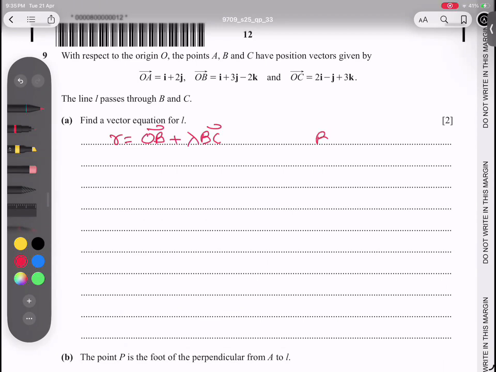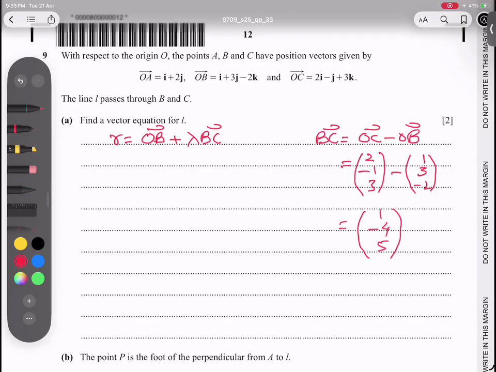So how to get BC? BC is very clear: OC minus OB. OC here, OB here. So 2 minus 1 is 1. I took coefficients from here. And OB is 1, 3, and negative 2. Okay, this is clear. I got 2 minus 1, 1, negative 4, and 5. So I'm copying the values. OB comes from here, 1, 3, and negative 2, and lambda times BC, which is 1, negative 4, and 5. So this part is clear for 2 marks.